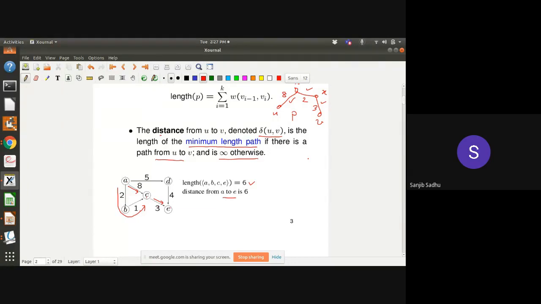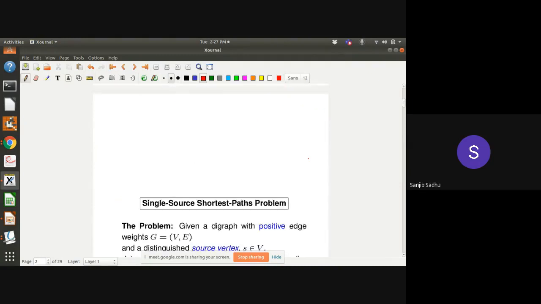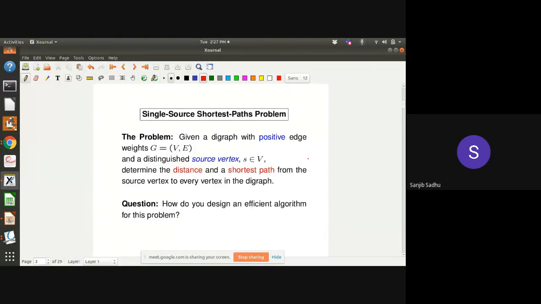So how can it be done? Using this algorithm, single source shortest path by Dijkstra. Now formally the graph edges are positive. Please remember it will not work with negative edges. You will be able to see why it does not work with negative edges. So given a graph with positive edges and a distinguished source vertex s, we need to find the distance and the shortest path, meaning the path through which it goes, from the source vertex to every vertex in the digraph. Digraph means directed graph. The graph has direction.